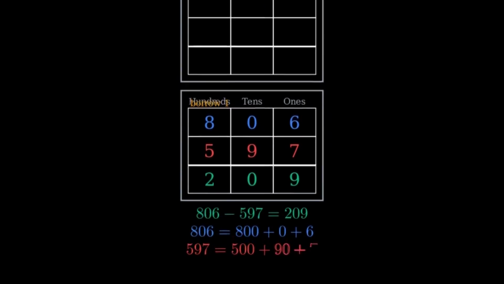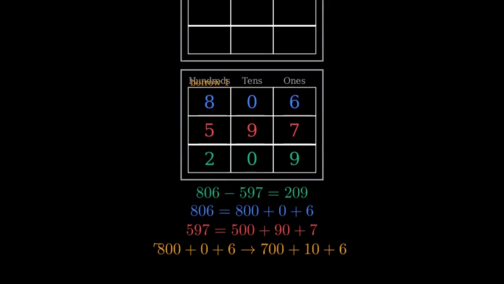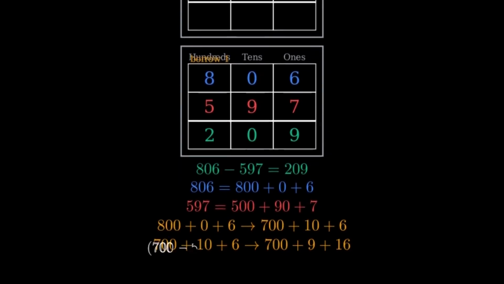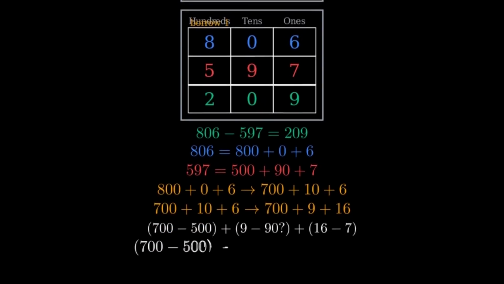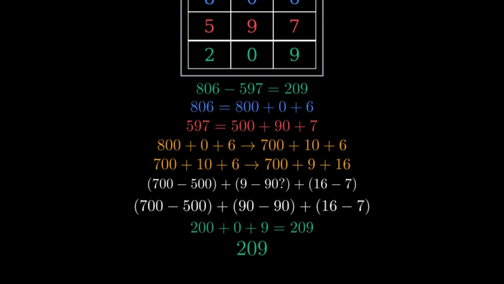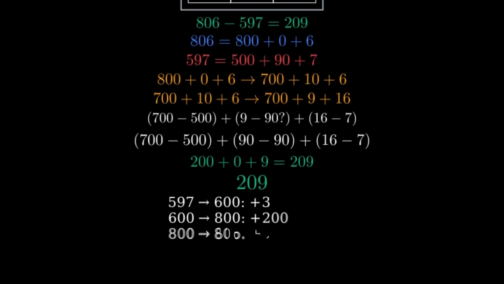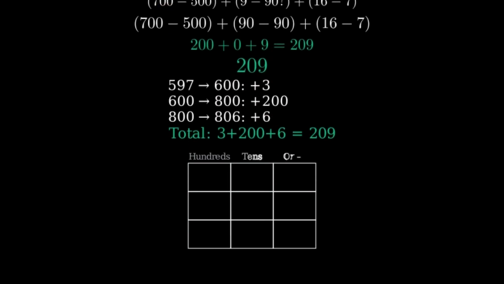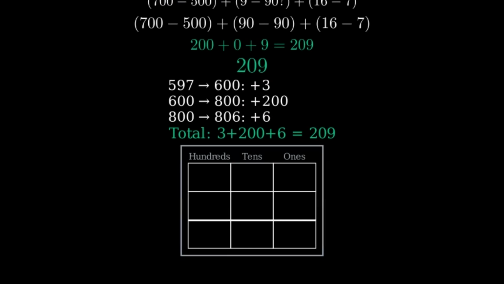Expanded regrouping next. 800 plus 0 tens plus 6, minus 500 plus 9 tens plus 7. Regroup as 700 plus 10 tens plus 6, then regroup as 700 plus 9 tens plus 16 ones, and subtract place by place to get 209. Counting up method. Start at 597 and count up to 806. From 597 to 600 is 3. To 800 is 200, to 806 is 6 more. Total is 209.